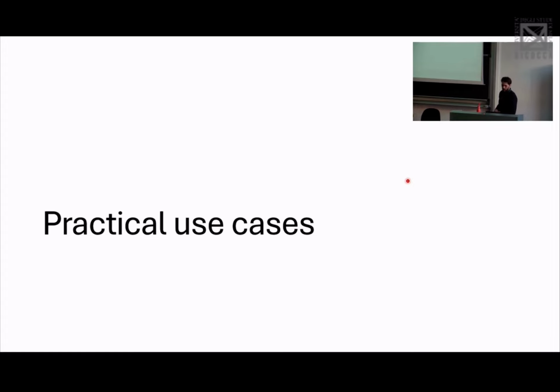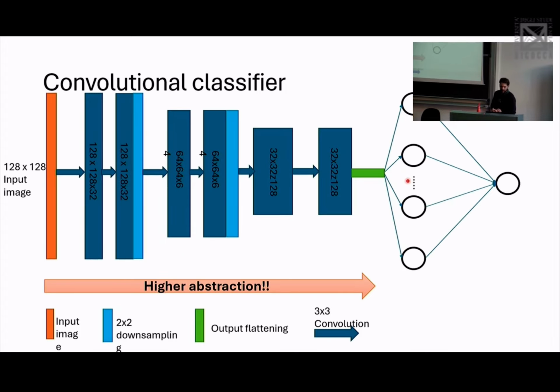So let's see some practical use cases to finish this, in how you can use neural networks. The first use case is the convolutional classifier. Let's say that you have a 128 times 128 image. That's a standard architecture. You do like 2 3x3 convolutions with an increasing number of channels. Then you do 2x2 downsampling, maybe with the max pool. You are left here with a 64 by 64 image. Then you get to 32 by 32.